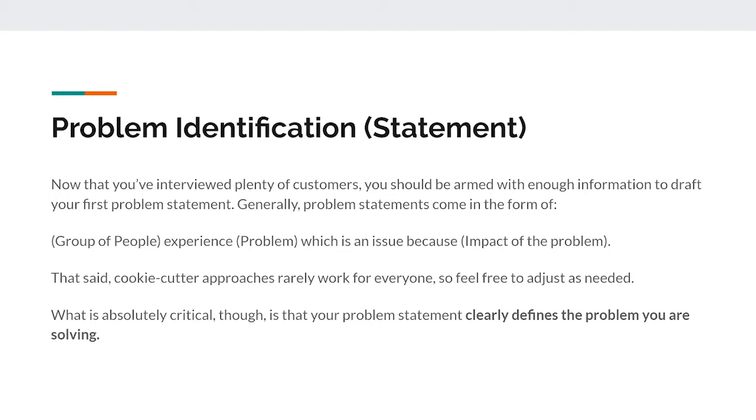Generally speaking, problem statements come in the form of: this group of people experience this problem, which is an issue because of some impact of that problem. Now, this is very cookie cutter, and personally, I don't like cookie cutter approaches. I think that you should tailor your problem statement to your problem, bring in the information that's most relevant to you. But at the end of the day, I do want to know those three pieces of information. I want to know what the problem is, who experiences it, and why do I care? Or at least why do they care? So the most critical thing is that your problem statement clearly defines the problem that you are solving.